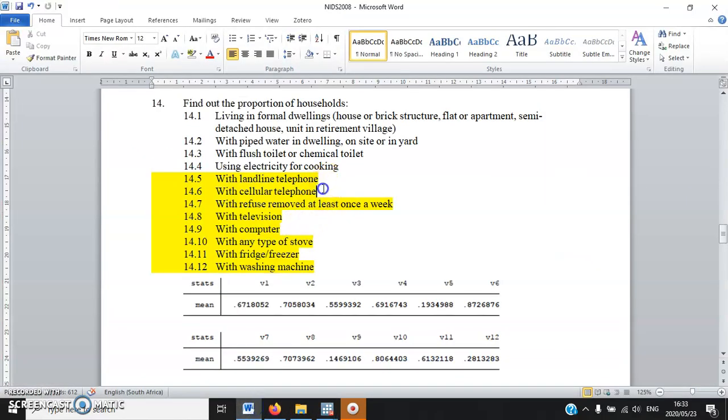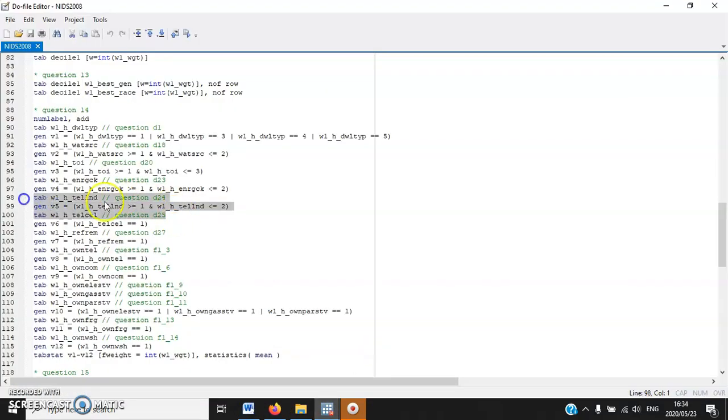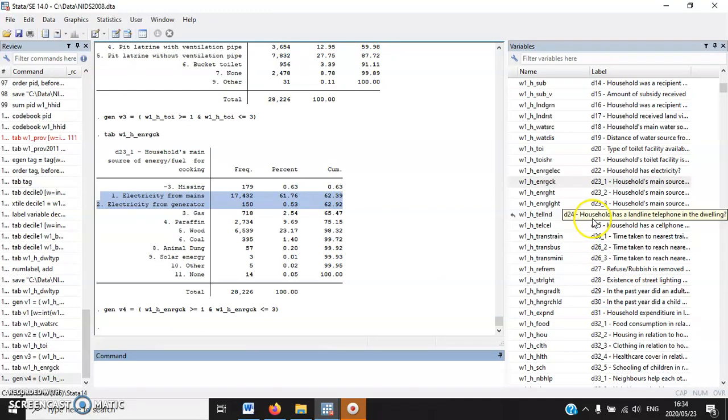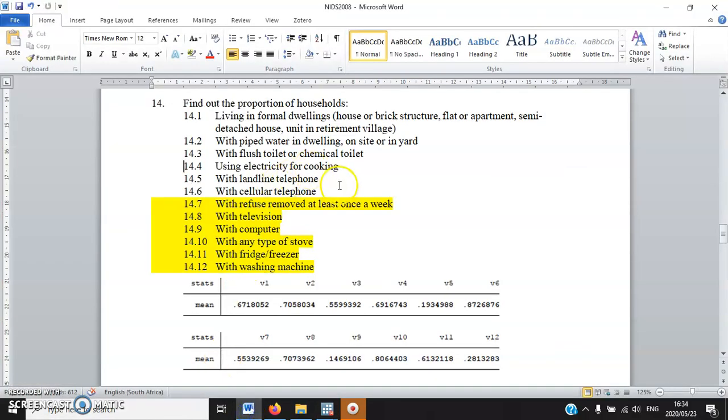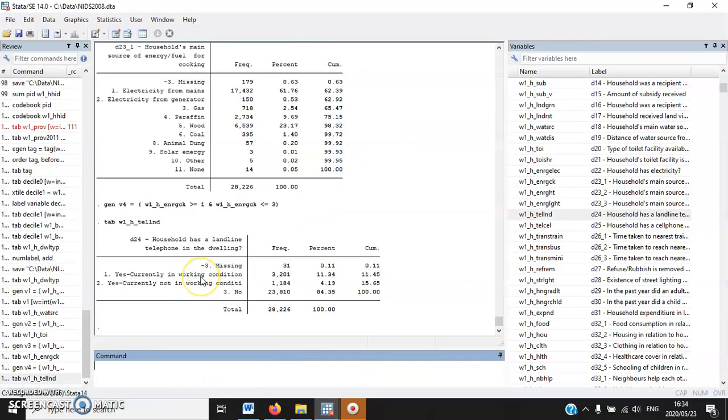Next two actually, landline telephone and cellular phone. Let's look for the question numbers D24 and D25 respectively, landline telephone and mobile phone. So let's generate V5. Oh, we need to tab actually. Landline in working condition, I suppose, but let's go back to my question. It only says whether you have a landline telephone or not. So I'm a bit lenient. I don't care whether it is in working condition or not, but I should have been stricter. But let's just stick with the question.